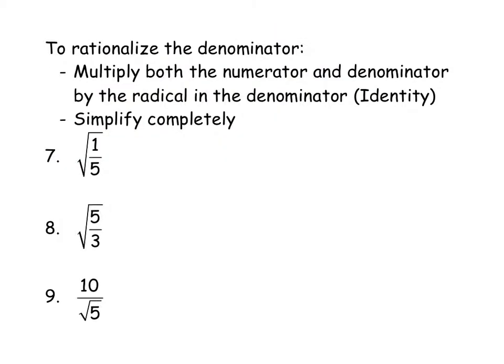The next section here is where we have radicals in the denominator that we cannot divide into the numerator. To rationalize the denominator, you're going to multiply both the numerator and the denominator by the radical that's in the denominator.